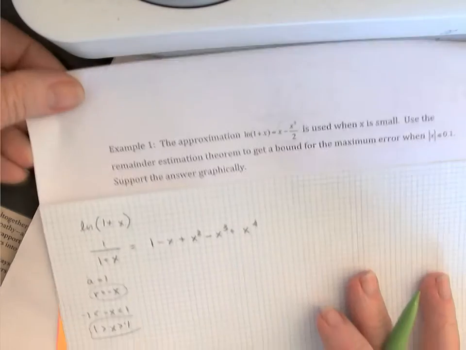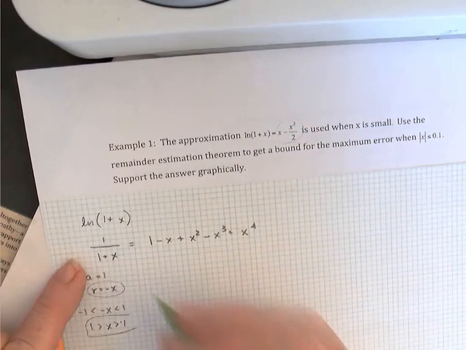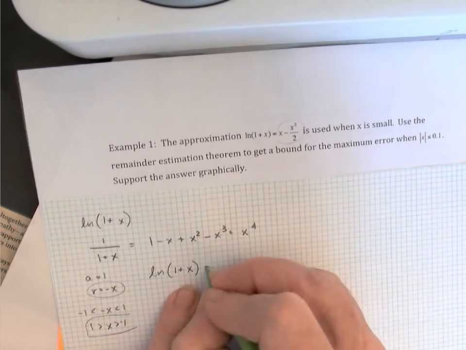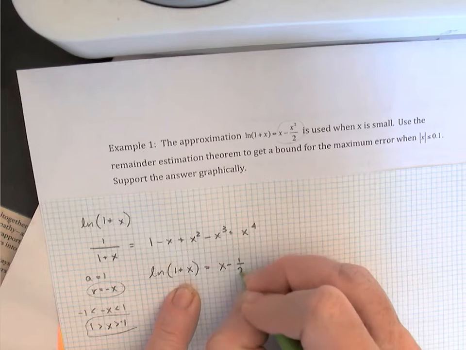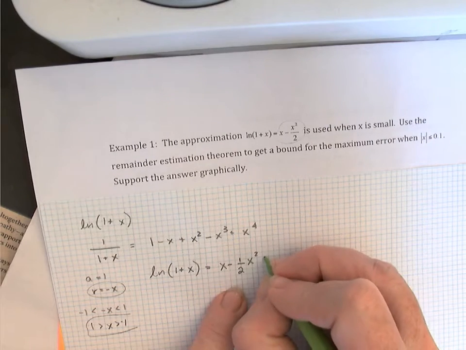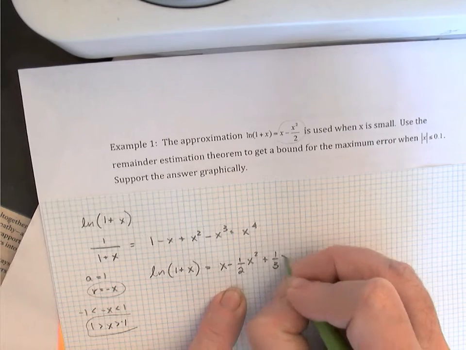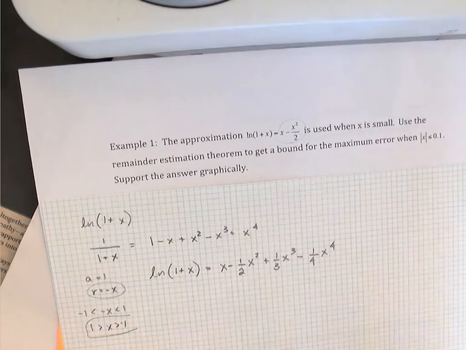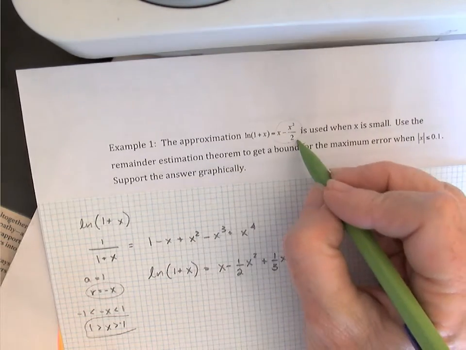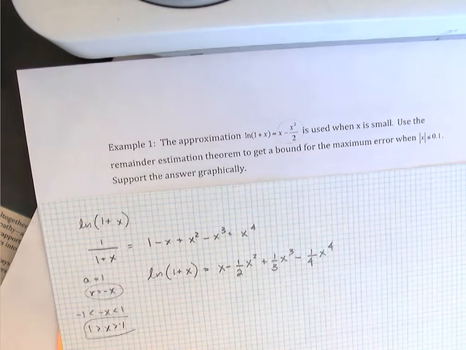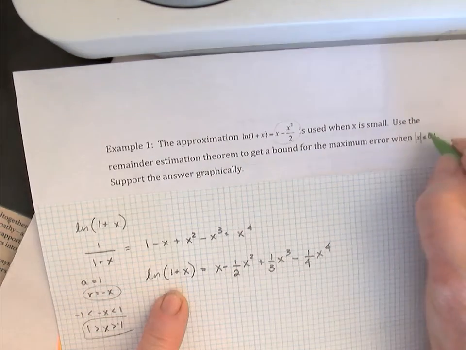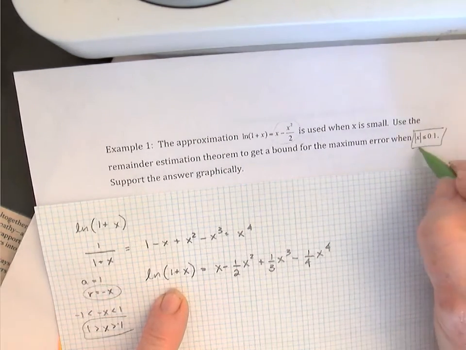And then if we were going to take the antiderivative of both sides, we would end up with ln 1 plus x is equal to x minus 1/2 x squared plus 1/3 x to the third minus 1/4 x to the fourth, and so on and so on and so on. So that's exactly what we are given, except we're only using two terms. Now, we're looking for the maximum error that we could have if x is some value within this interval.